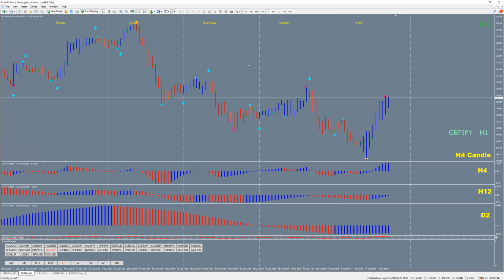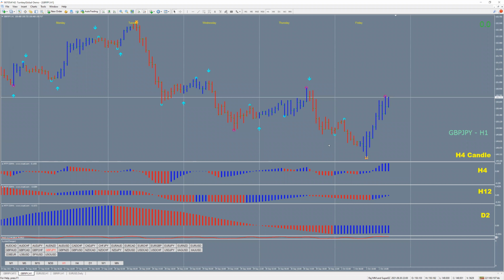Heikin-Ashi then just masks all of this. Here it's telling me momentum has changed. I need to consider getting out. Now, if I'm following the longer time frame, I can stay in, but I know I'm in the retrace. And when it gets back to red again, I can get in.